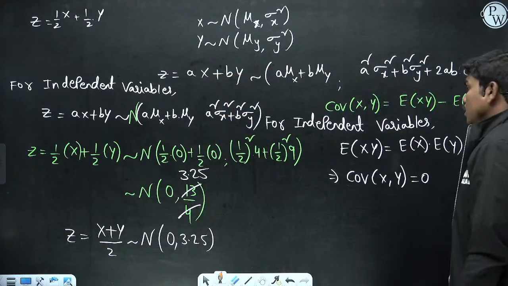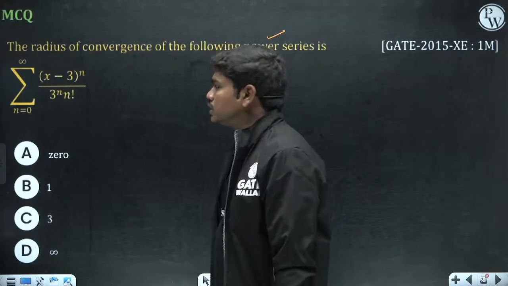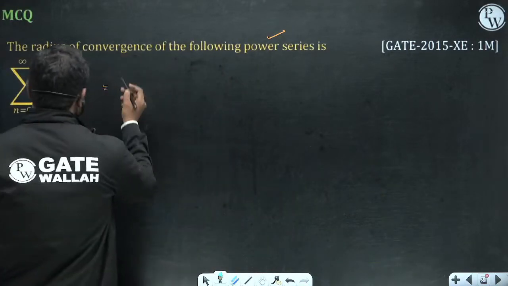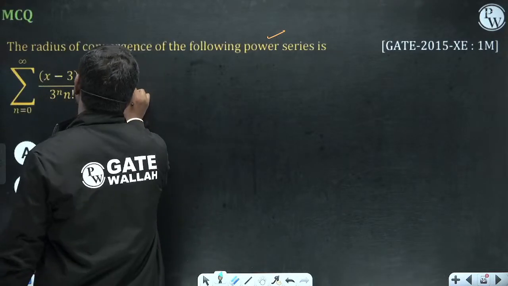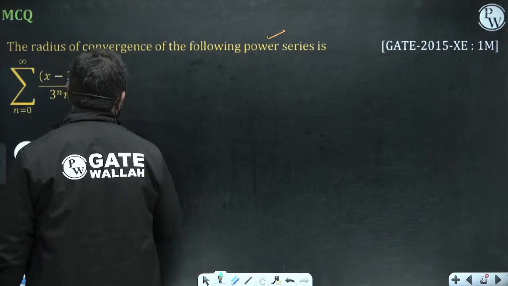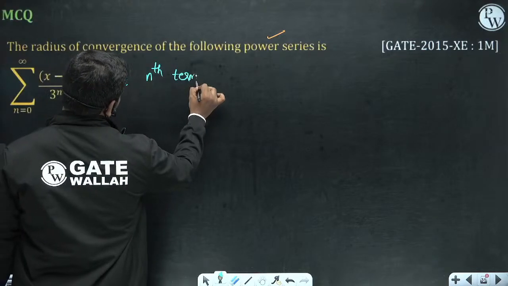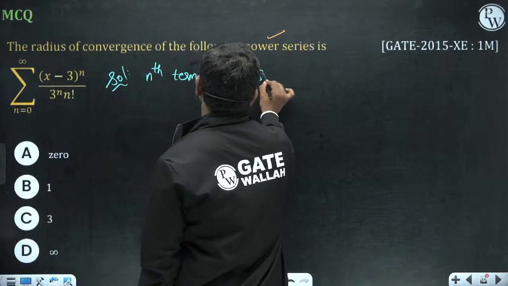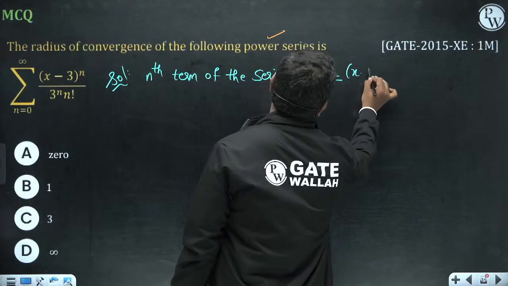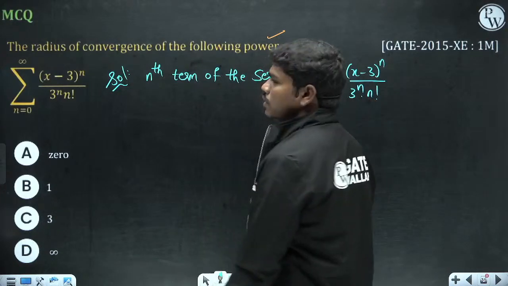So next, let us see this question. The radius of convergence of the power series. Basically this is a sequences and series question. If you expand this series, when you put n equal to 0, this is 1 plus x. So basically you can write the nth term of the series as u_n equal to (x minus 3) whole power n by 3 power n into n factorial. Now they are asking you the radius of convergence.